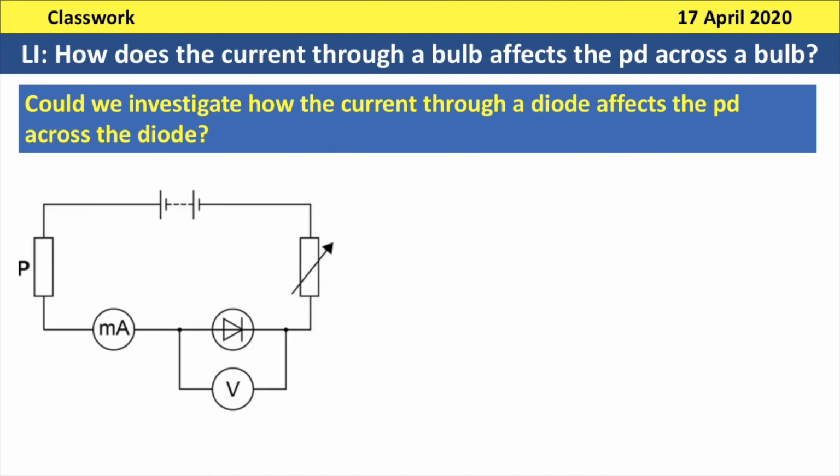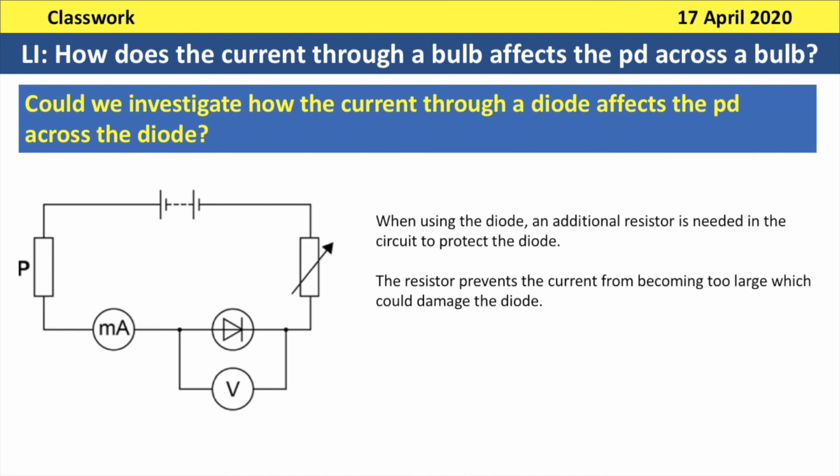And then finally, we need to do this experiment once more, but instead of using a bulb, we would need to use a diode. Now, a diode is a much more sensitive piece of equipment than a bulb or a fixed resistor, and so it's essential that the current going through the diode doesn't get too large. To make sure the current doesn't get too large, we include an additional resistor in the circuit, which I've labelled there as P, and that resistor protects the diode by making sure that the current doesn't get too big.